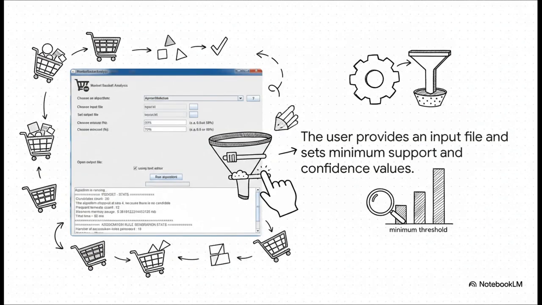So the next step actually puts the user in the driver's seat. Through a simple interface like this, a store manager can set the minimum levels for support and confidence. They're basically telling the algorithm, hey, don't show me any patterns unless they happen at least this often and are at least this reliable. This makes sure the results are actually useful for their business.